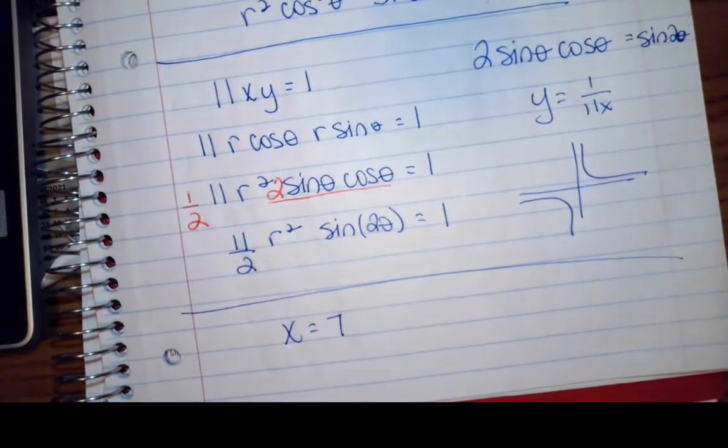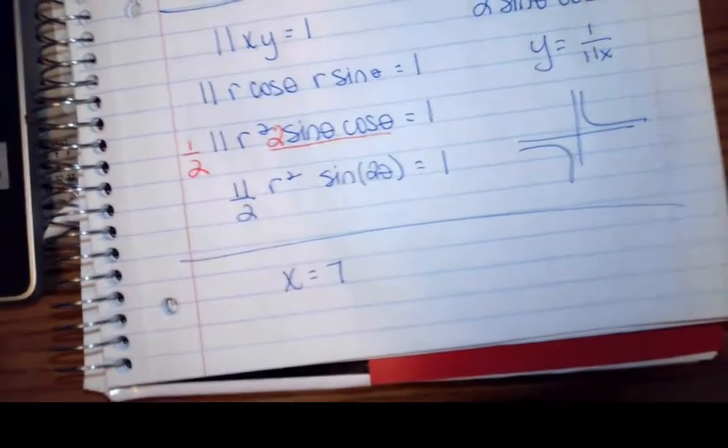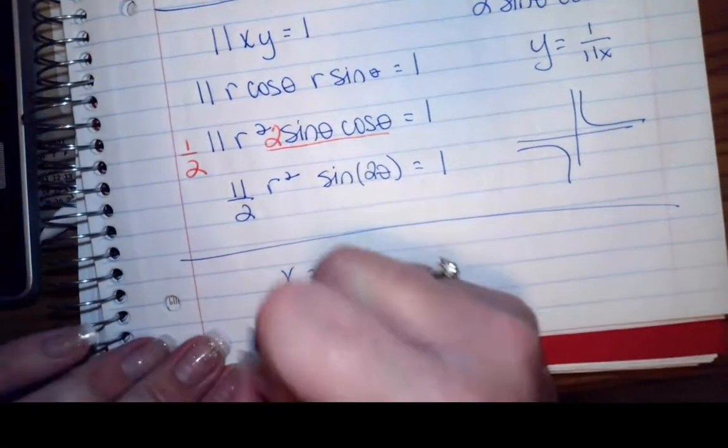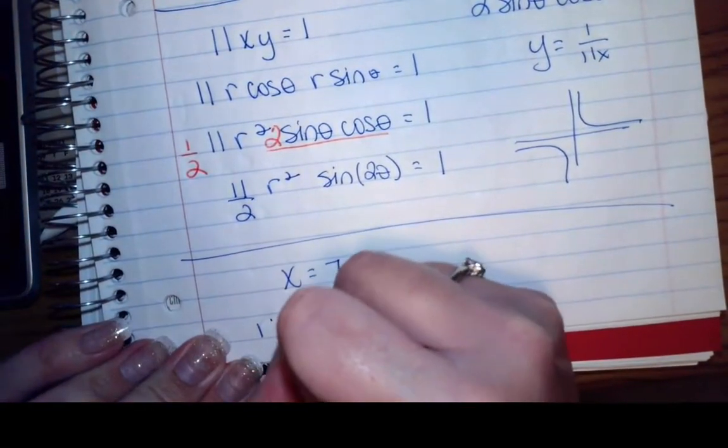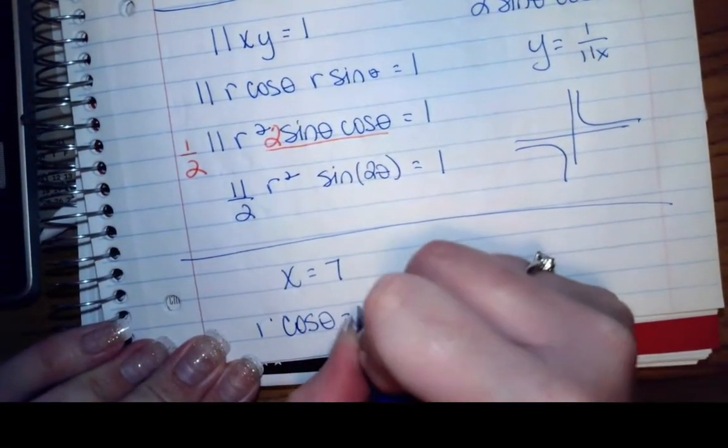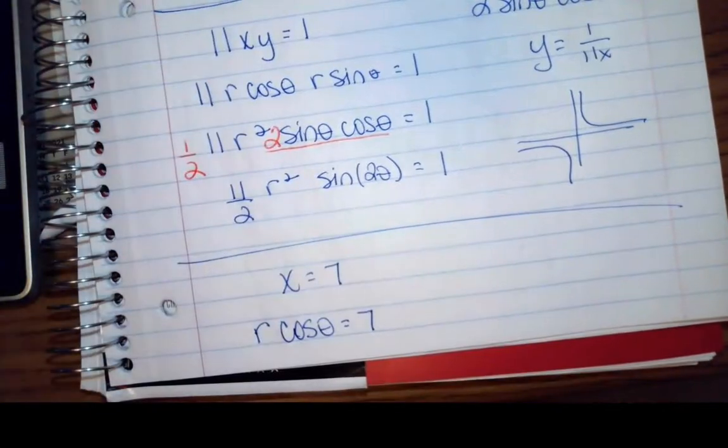All right, so I have x equals 7. So that's a vertical line that slices through the x-axis at 7. Well, do I know how to convert it? I do, because I know what x is. So x is r cosine theta is 7. And you're done.